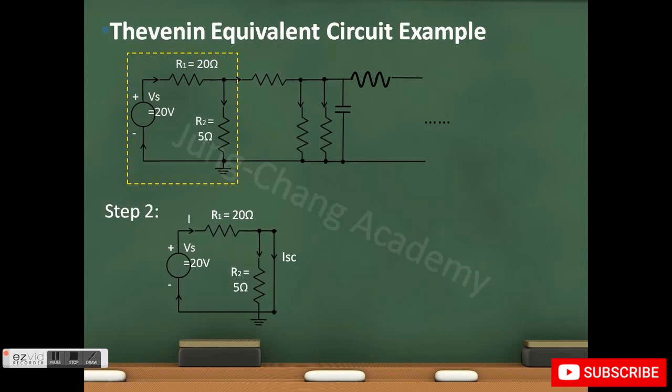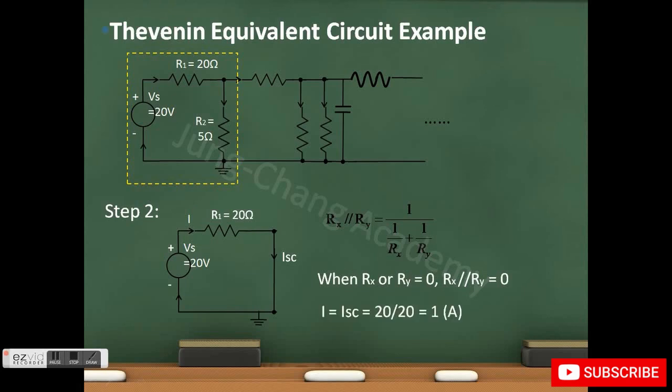Next, we need to find the short circuit current ISC. So when we are shorting these two terminals, R2 is bypassed, meaning no current will flow through R2. You can verify this using the parallel resistance equation. So now the circuit becomes like this. ISC is just Vs divided by R1, which is 1 amp.